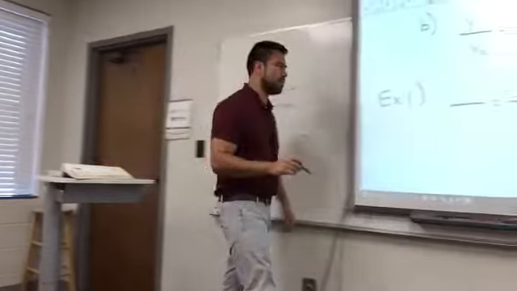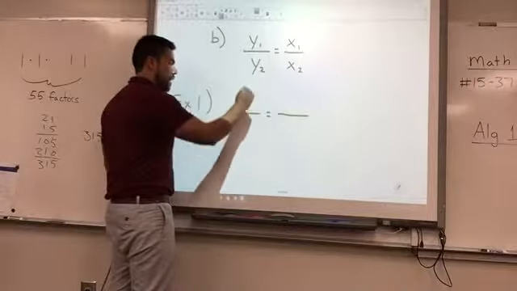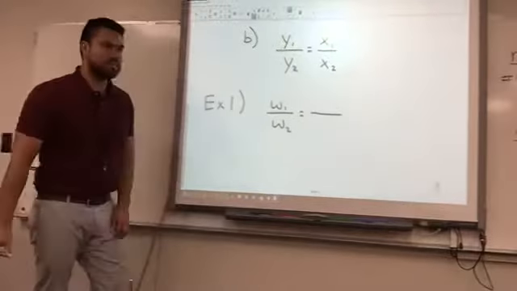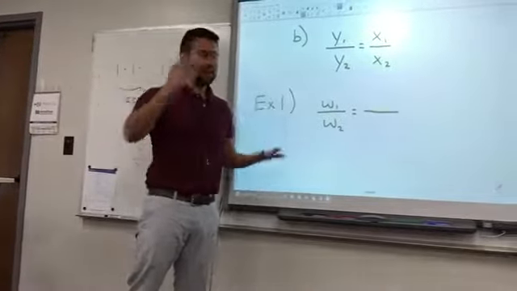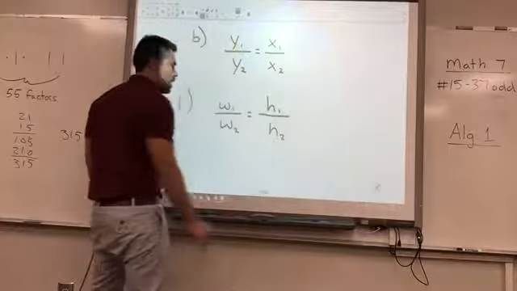Okay, so watch what I'm going to do. The wages, I'm going to say wages are y: W sub 1, W sub 2. And then what's going to be x? Instead of x, what do you think I should use for hours? H. Okay, so I'll use H sub 1, H sub 2.